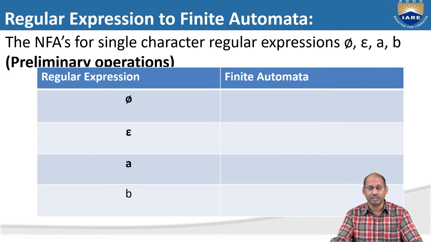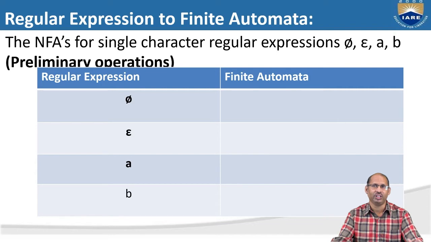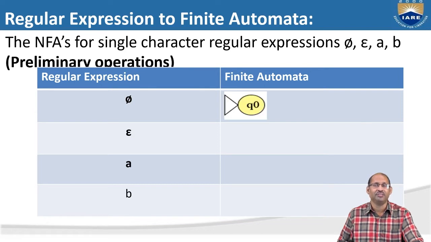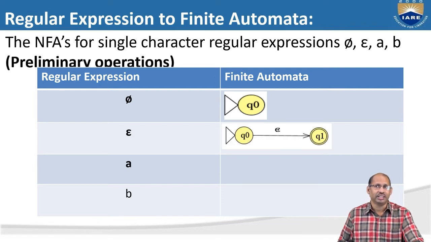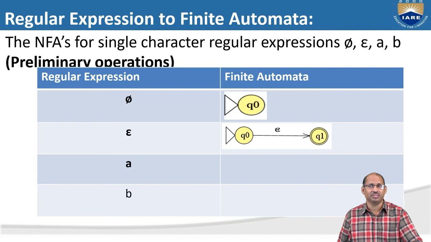Now we'll see the first conversion part, regular expressions to NFA with epsilon. Here, the basic regular expressions are the empty set, the empty string, and symbol A and symbol B. For the regular expression empty set, the finite automaton will be represented like this. For the empty set, there are no strings in that set.